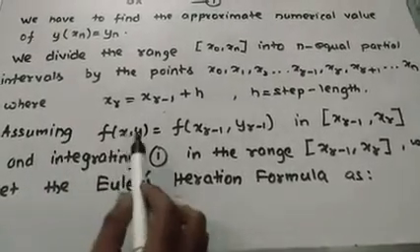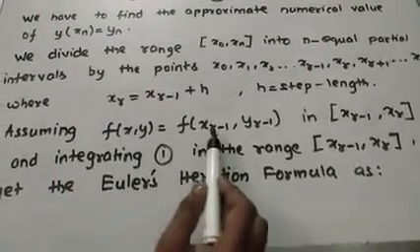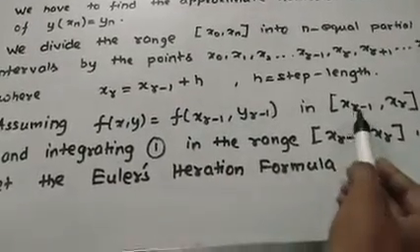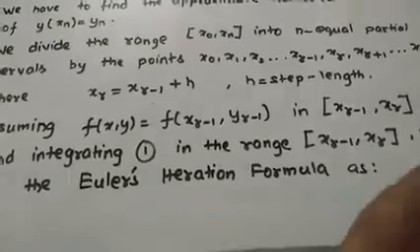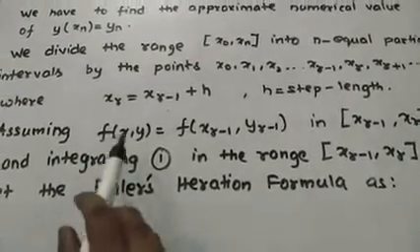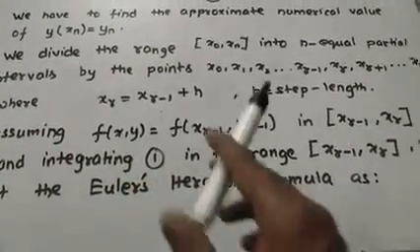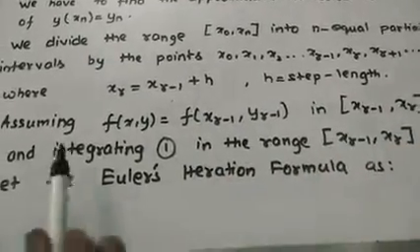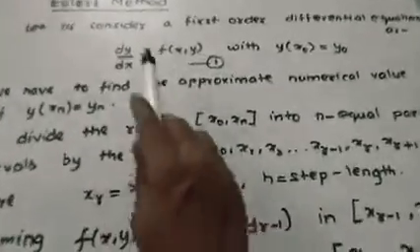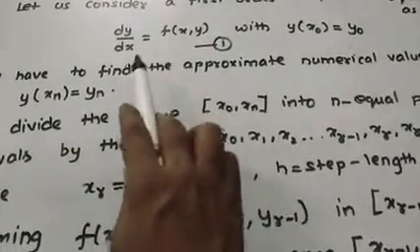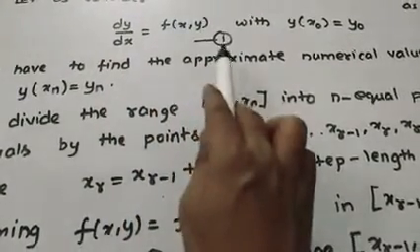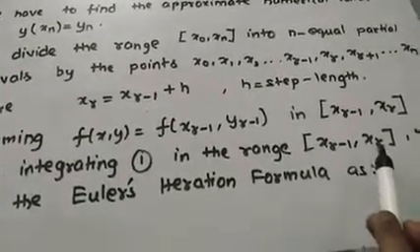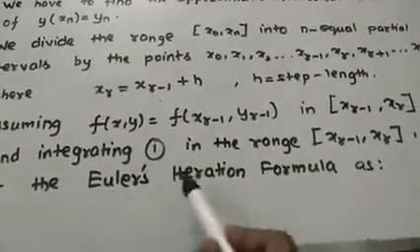assuming f of x comma y equals f of xr minus 1 comma yr minus 1 in this interval, that is xr minus 1 to xr. You have to remember this, assuming f of xy equals f of xr minus 1 comma yr minus 1 in this range, and then integrating 1. What is your 1? That is the main equation, dy by dx equals f of xy, integrating in the range xr minus 1 comma xr, we get the Euler iteration formula.